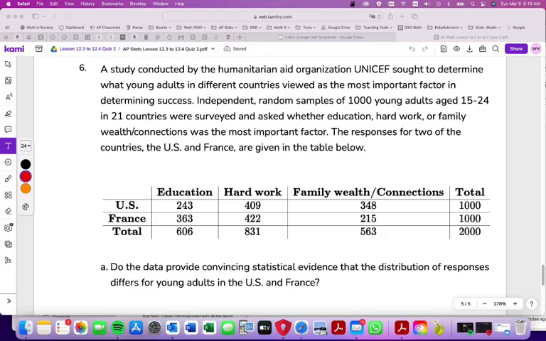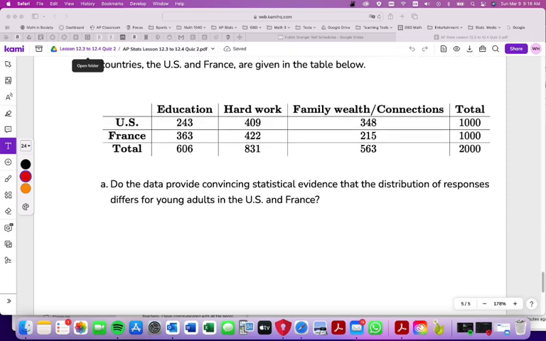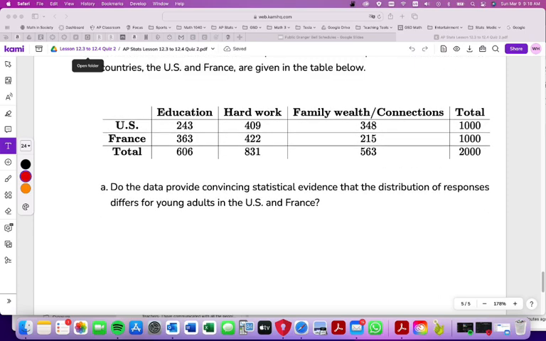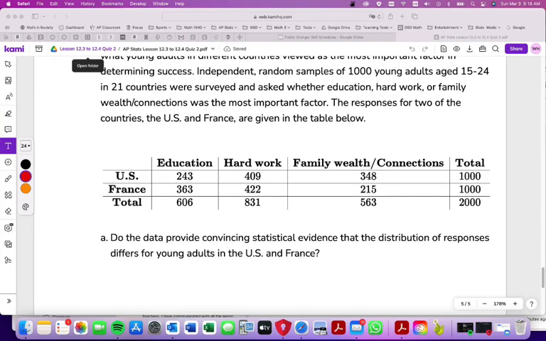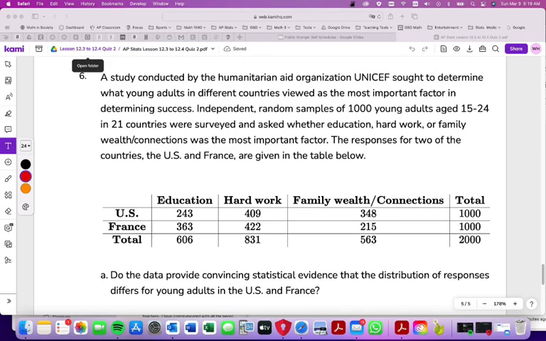So you see that this is a two-way table, right? One of the categories is factors determining success. There are three: one is education, one is hard work, and one is family wealth and connections. Wouldn't that be nice to have some family wealth? And then the other variable is the countries. So in this case, we have the U.S. and France.